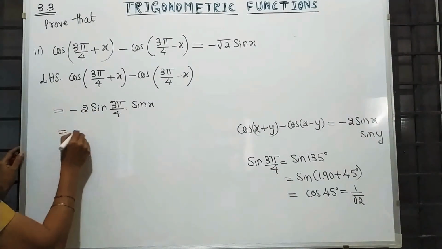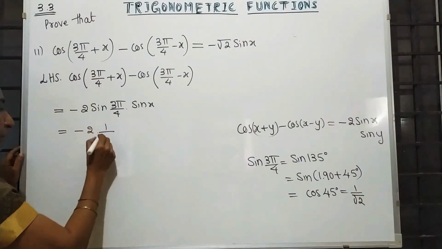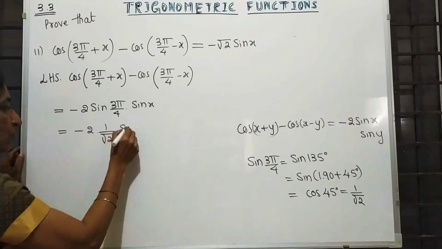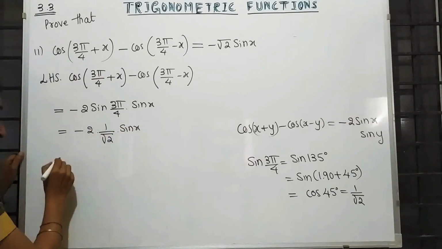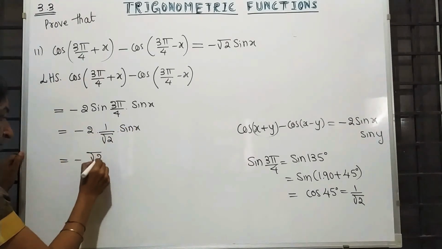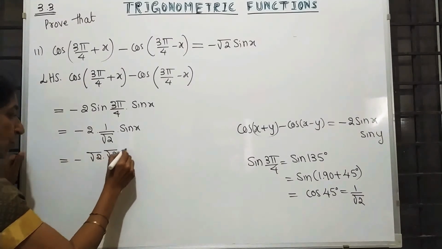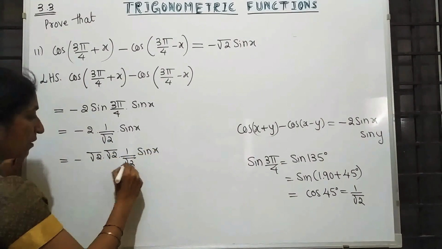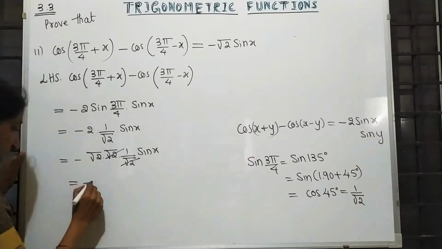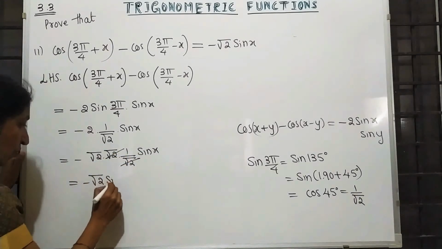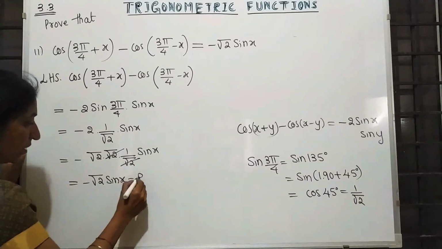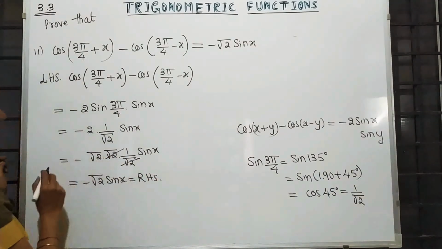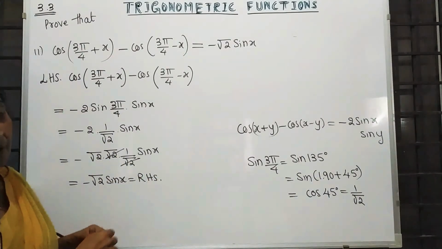So it is minus 2 into 1 by root 2 into sin x, and we are familiar, 2 will be written as root 2 into root 2, into 1 by root 2 sin x. Root 2 and root 2 get cancelled, minus root 2 into sin x. This is RHS. This is one method. Have you remembered the other method?